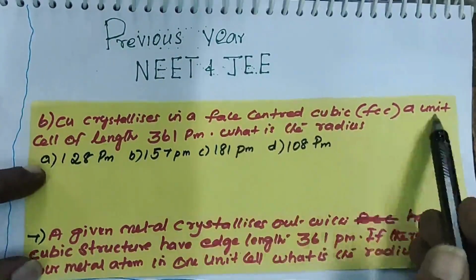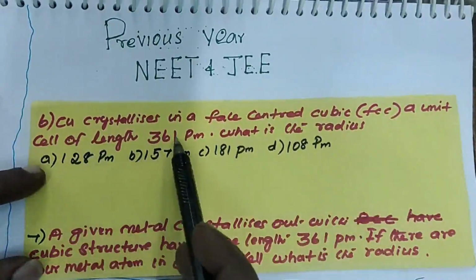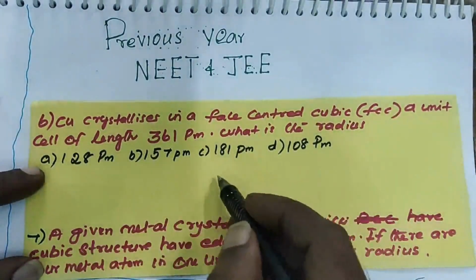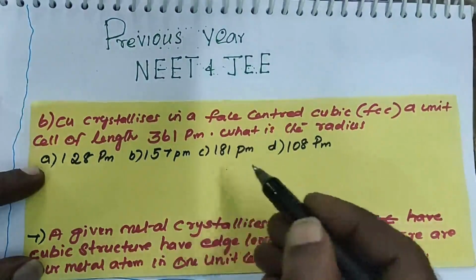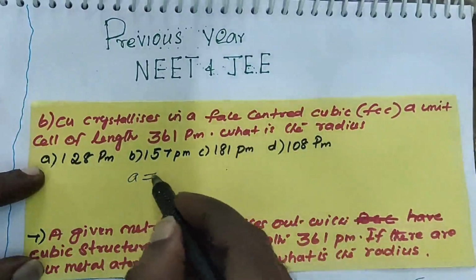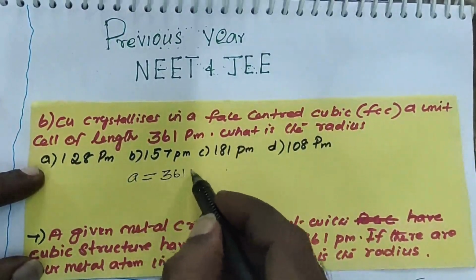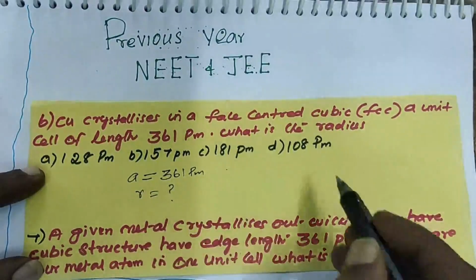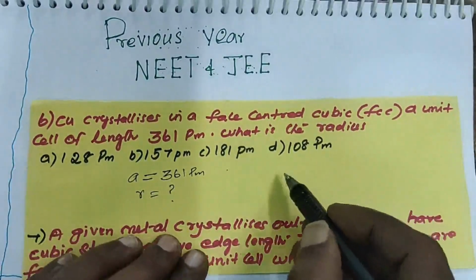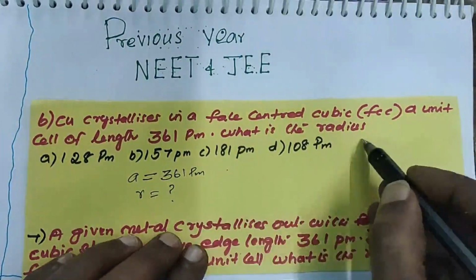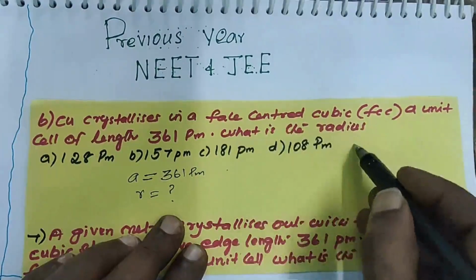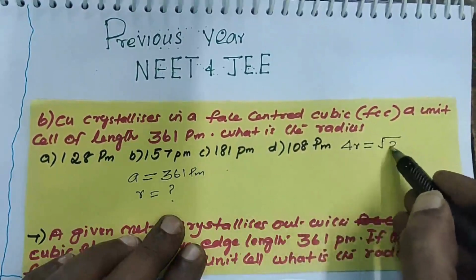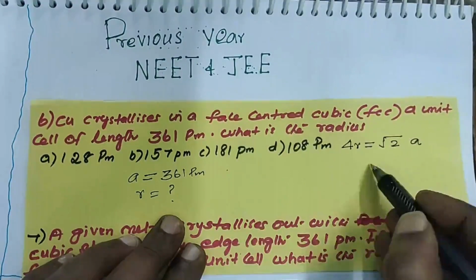Then sixth question. Copper crystallizes in a face-centered cubic unit cell. The edge length a is given, a is equal to 361 picometer. What is the radius? So the crystal is FCC. So 4r is equal to root 2 a. So r is found out.